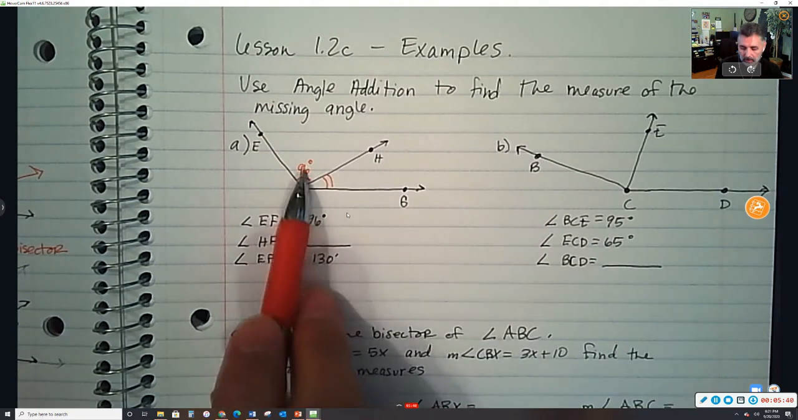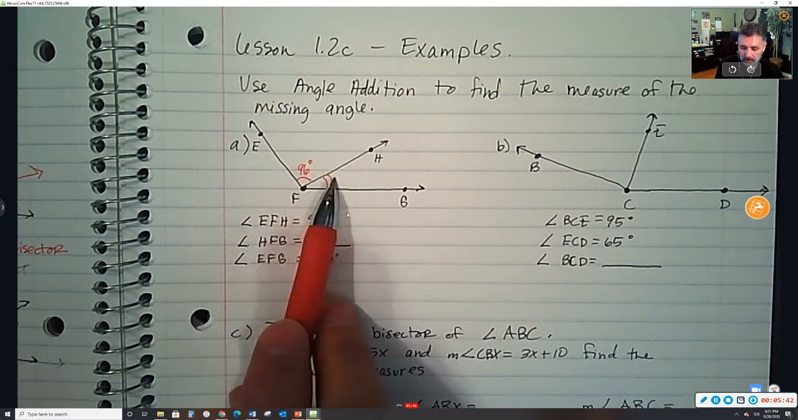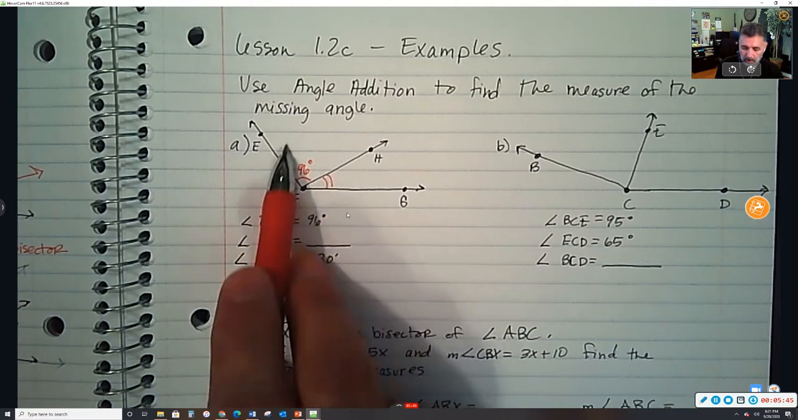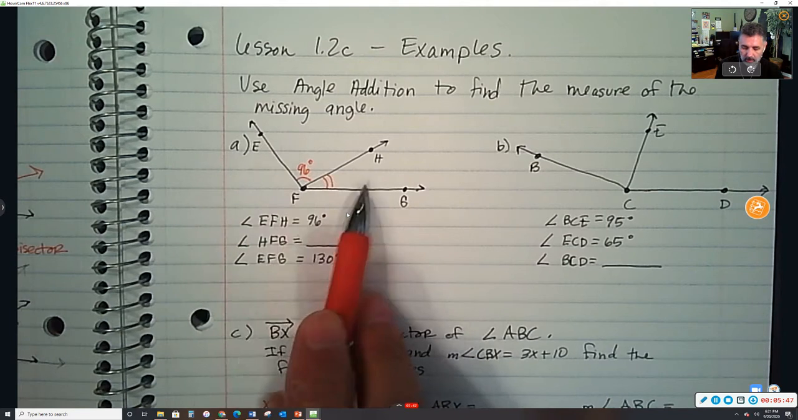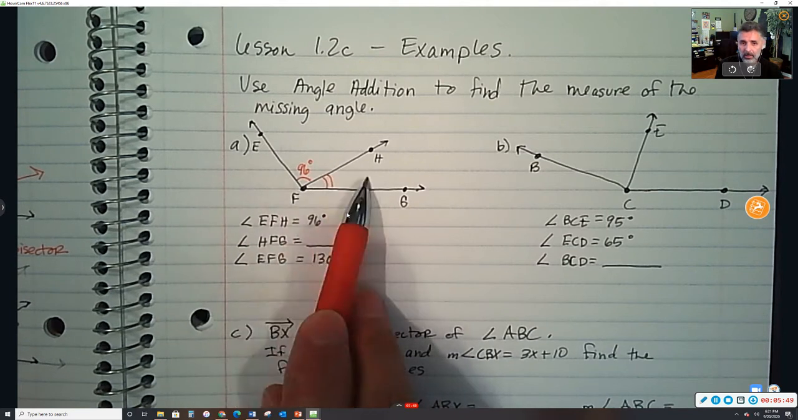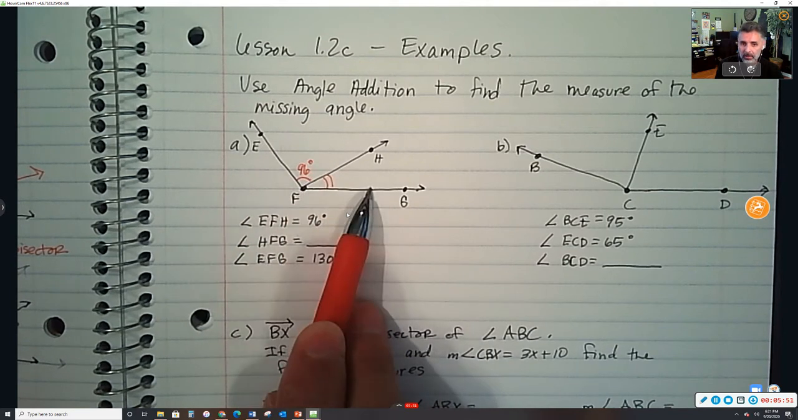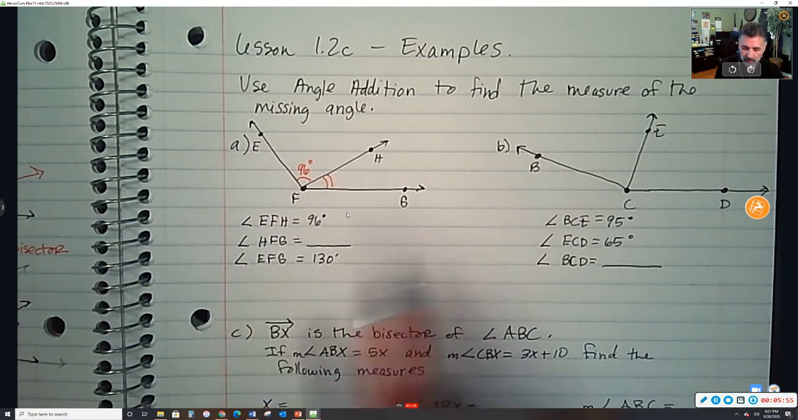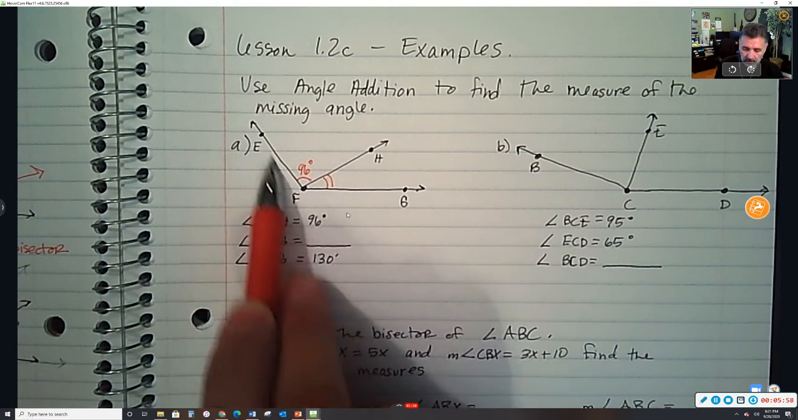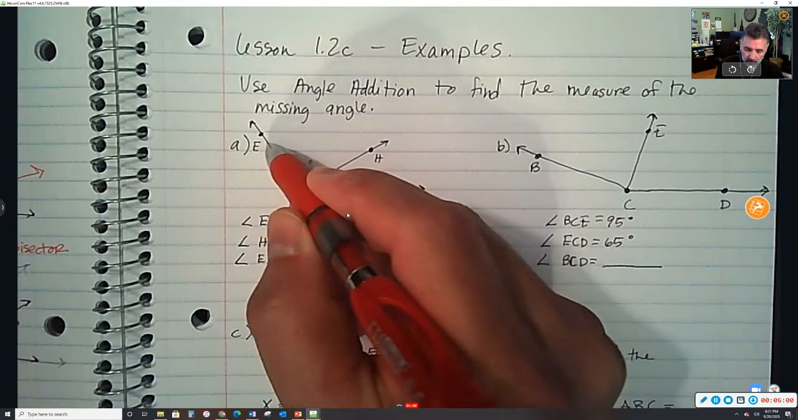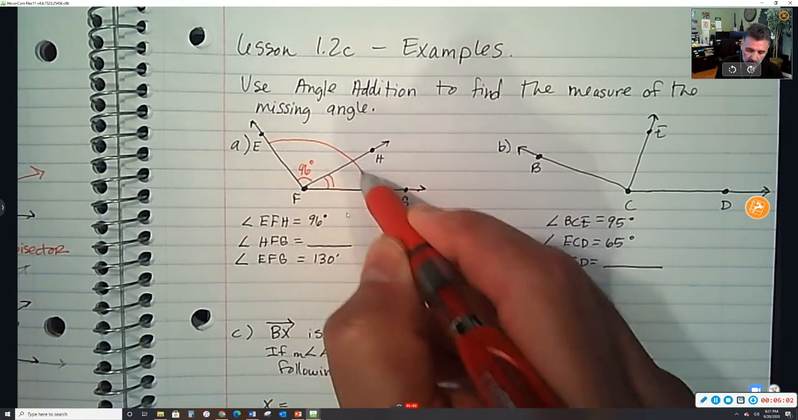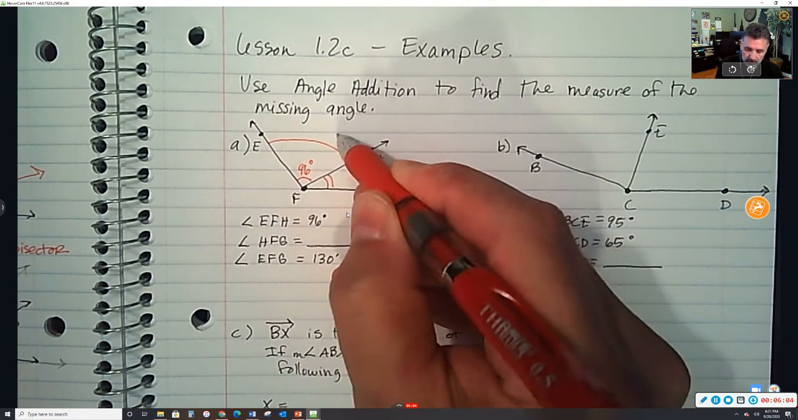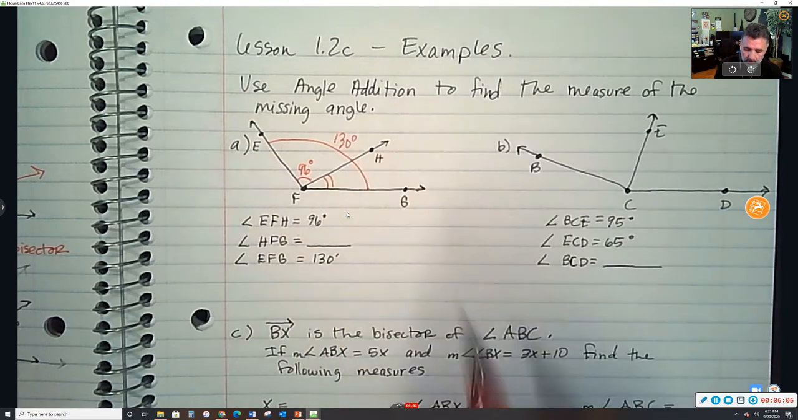And see, these are the two inside angles. So the two inside angles are going to equal the big outside angle. It's just like our two pizza slices, it's going to make one big pizza slice. And then the one big pizza slice is EFG. So EFG, it goes from E all the way to G. And that guy equals 130 degrees.